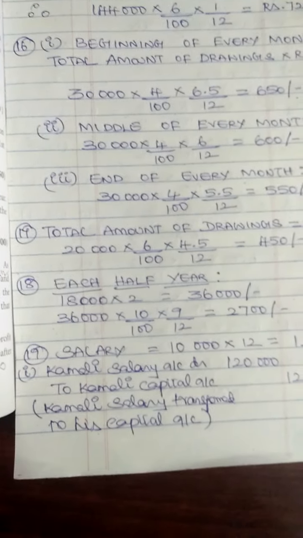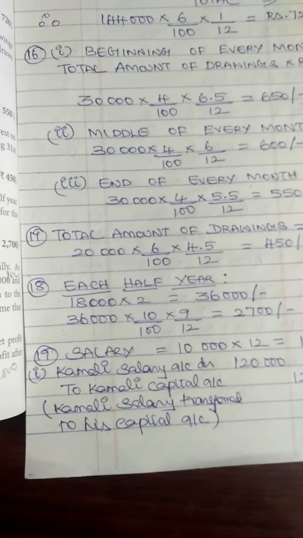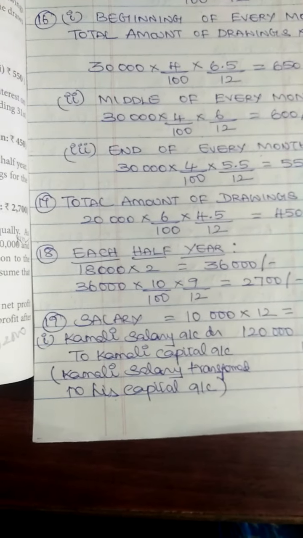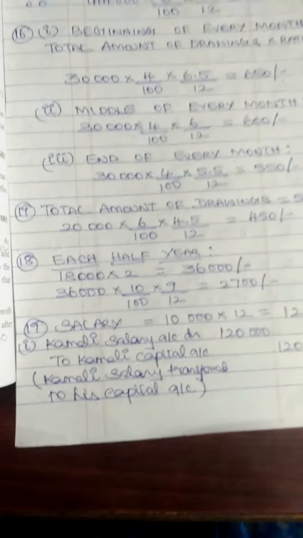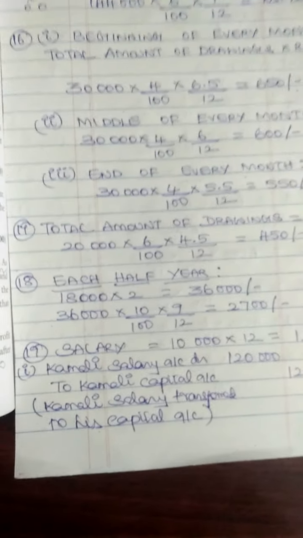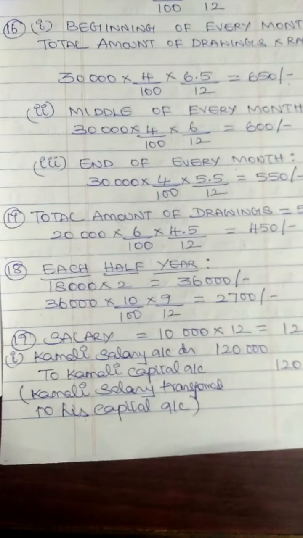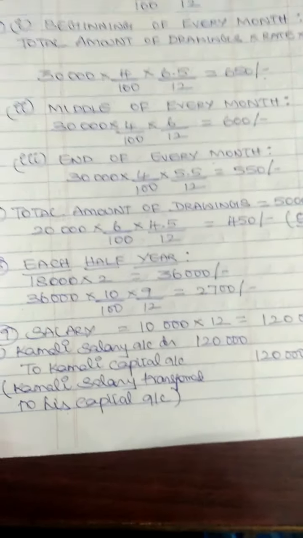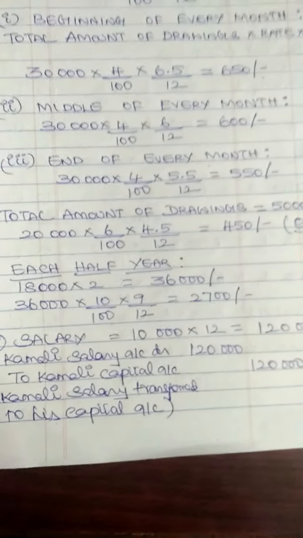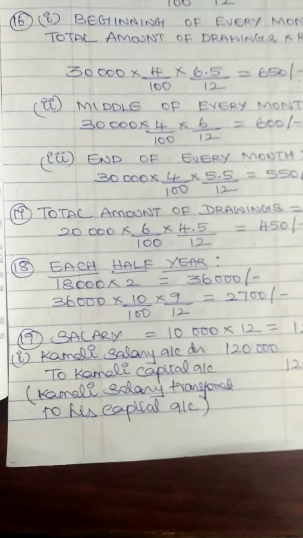Now we are going to the last step, distribution of profit. So starting the distribution of profit, sum number 19. In sum number 19, salary and commission have been distributed to the partners. There are 3 partners in the firm. The first step is to calculate the salary. Salary per month is 10,000, so we have to multiply by 12. 10,000 into 12, 1,20,000. So the first entry: the name of the partner is Kamali.